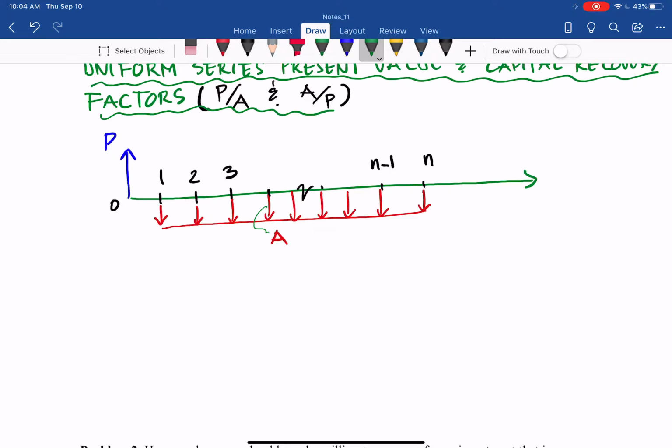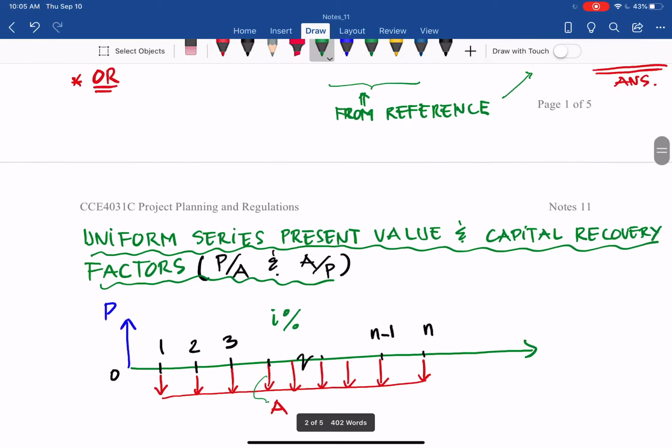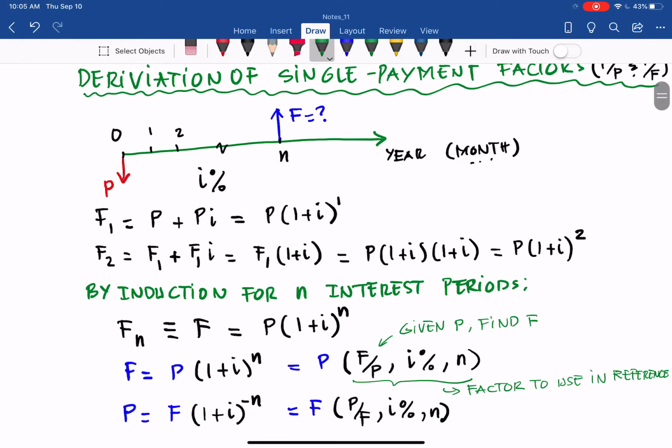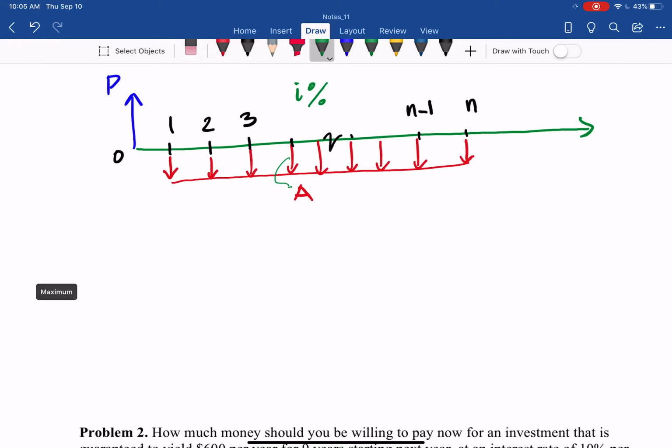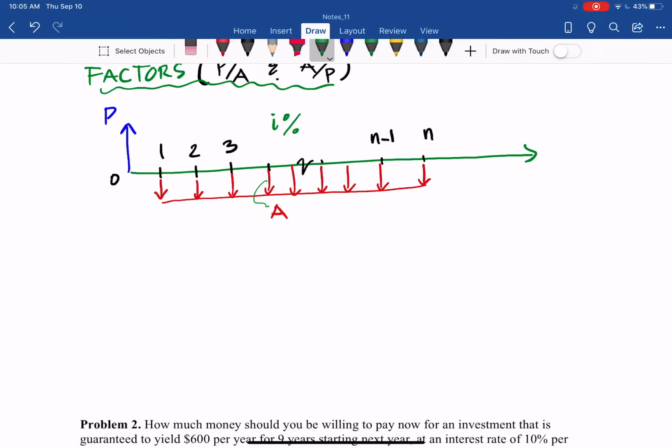Let's assume the interest rate is I percent. So the question is, what is the relationship between P and A? In the previous lesson video, I showed you how to do it by induction to find the relationship between future value F and present value P. I don't think we need to do the same induction process; we just use the equation to show you here, the equation to find the relationship between P and A.